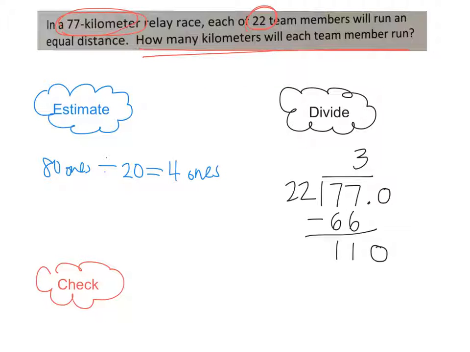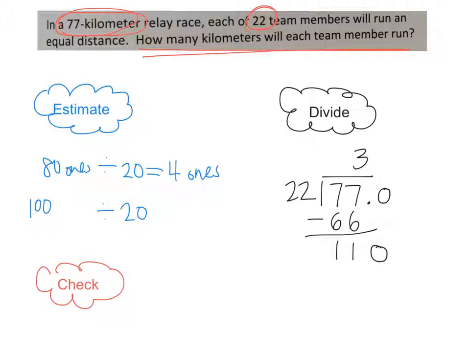Now if I have 110 tenths, let's estimate first. If our divisor is 20, 110 tenths is pretty close to what number that's easier to work with and compatible with 20? Sporty? 80. There's something even closer. 110 is pretty close to a number that's compatible with 20. Alina? 100.